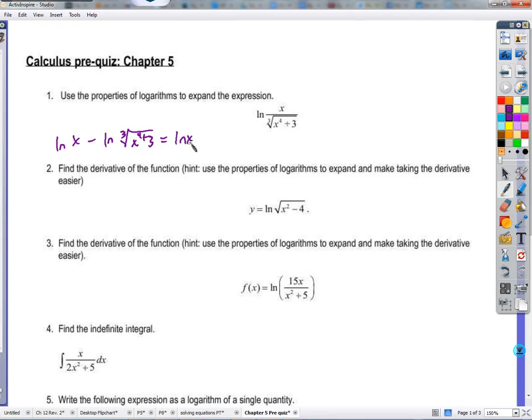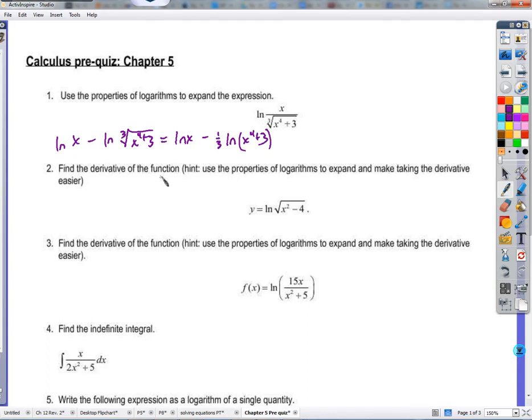So we have the natural log of x minus, we could write the third root as the 1/3 power. So we'll take the 1/3 down here, and we'll have the natural log of x to the fourth plus 3. Now because this x to the fourth is part of an expression with 3, we can't take it down, right? And we can't have the natural log of x to the fourth plus the natural log of 3. That would only be if we had the natural log of x to the fourth times 3.